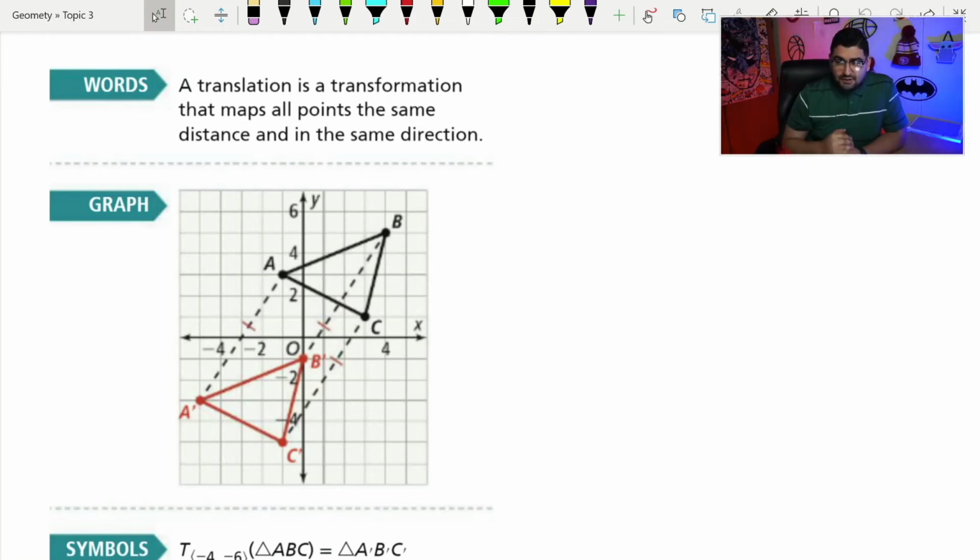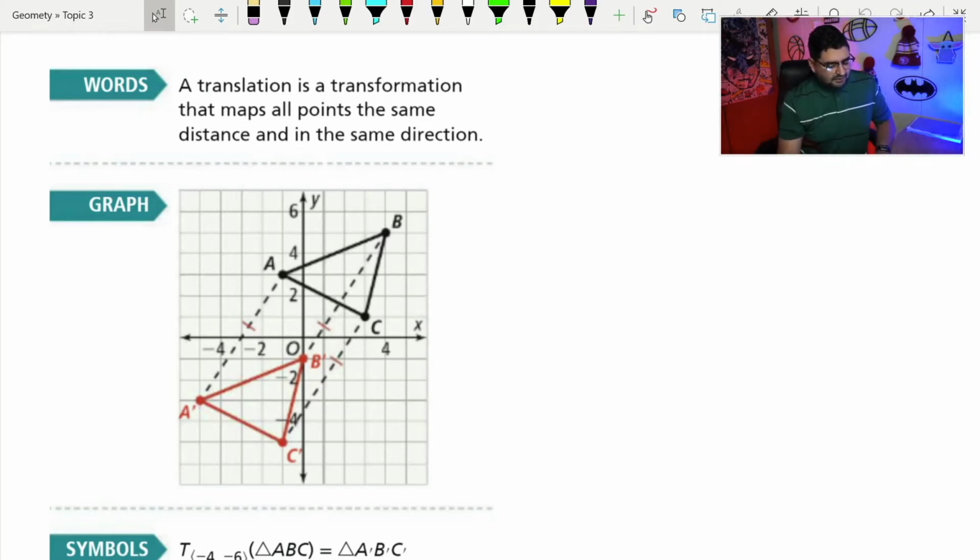Okay, so here we can see that we have the original image, or what in geometry is a lot of times referred to as the pre-image, in black, triangle ABC. And they shifted this triangle down and to the left, and we have triangle A prime, B prime, C prime in red. Now the key point is that each point has to move the exact same distance.